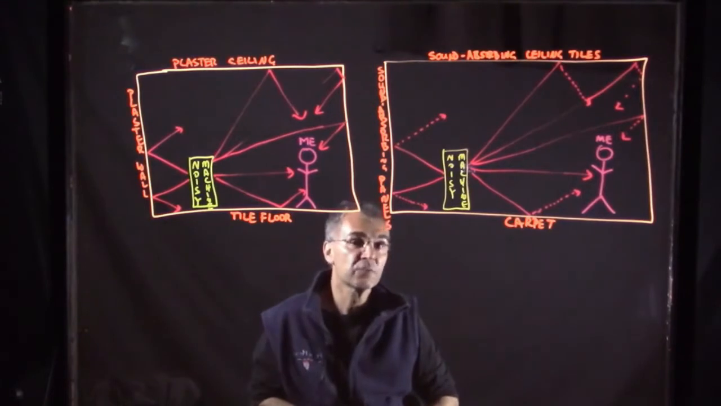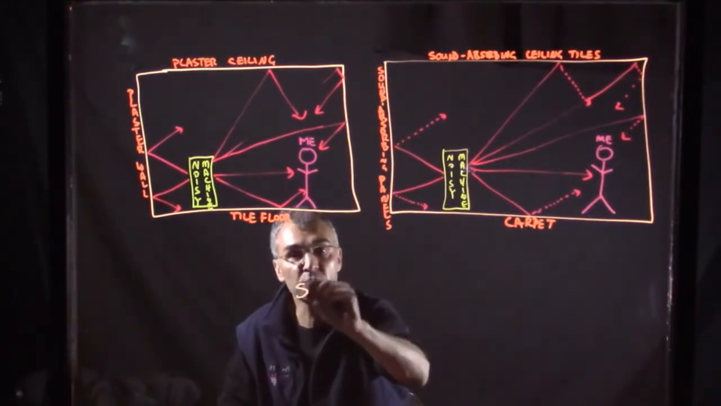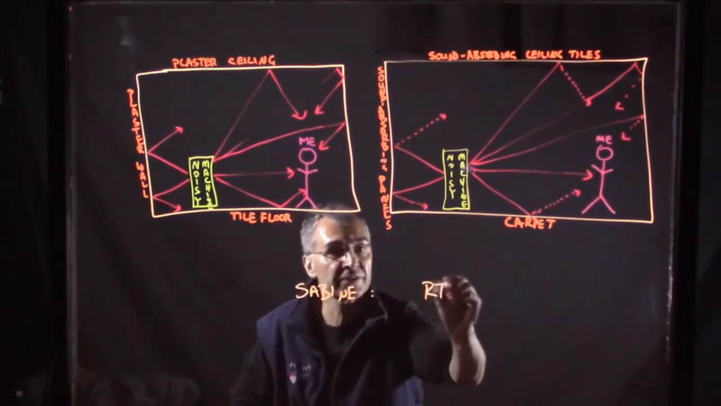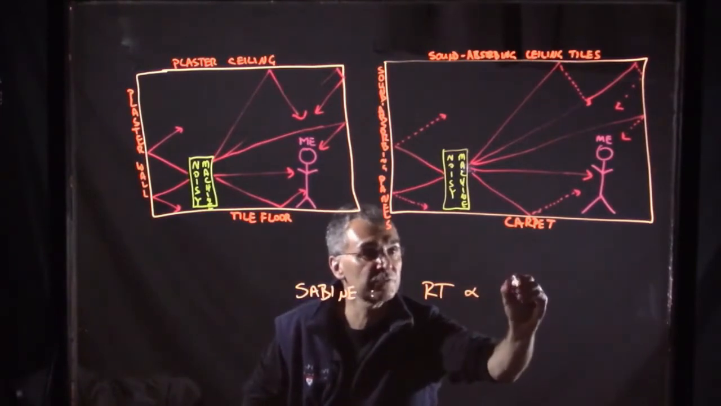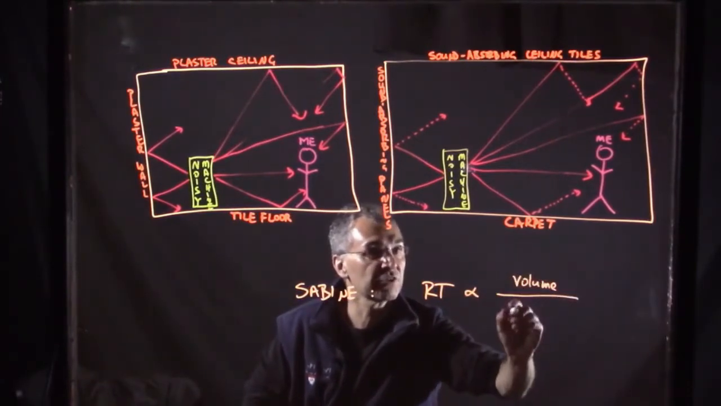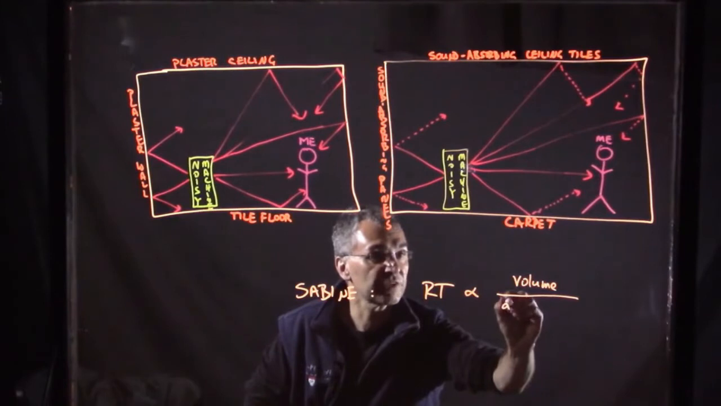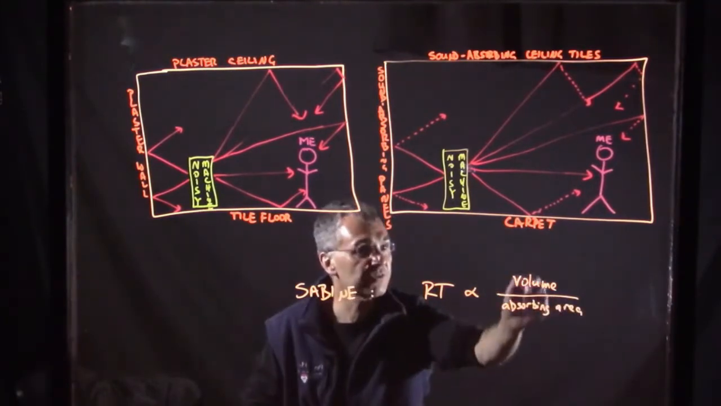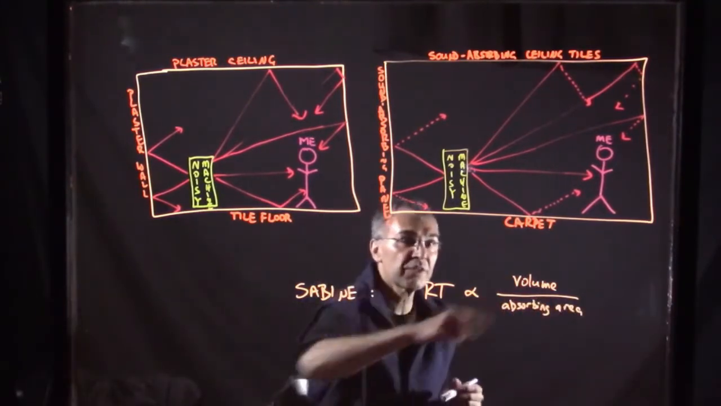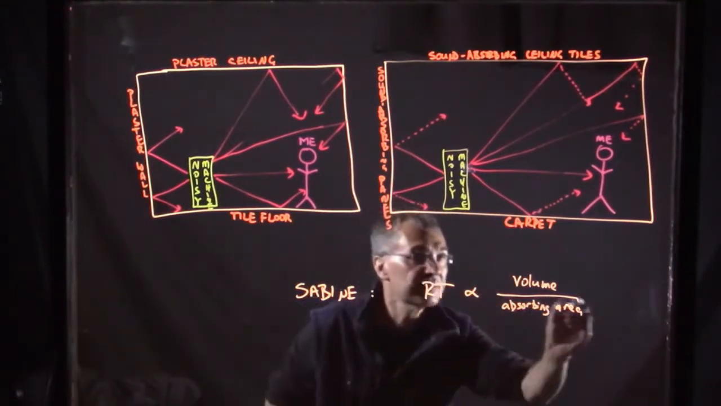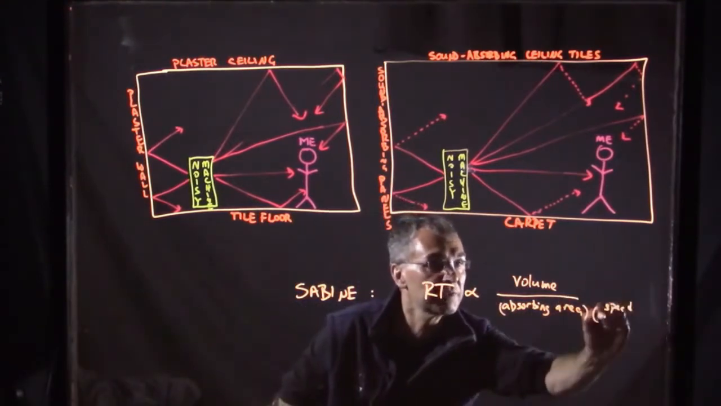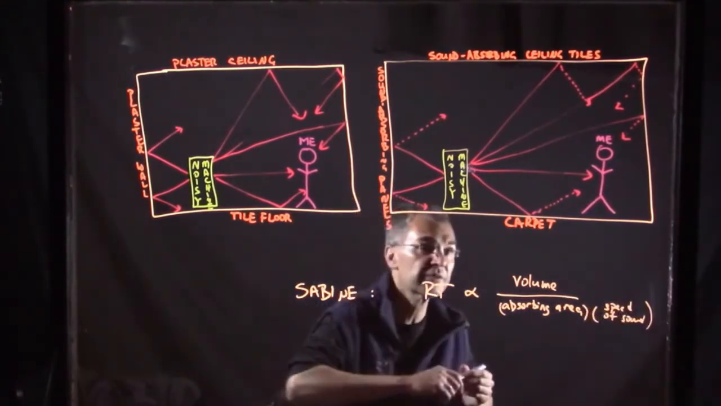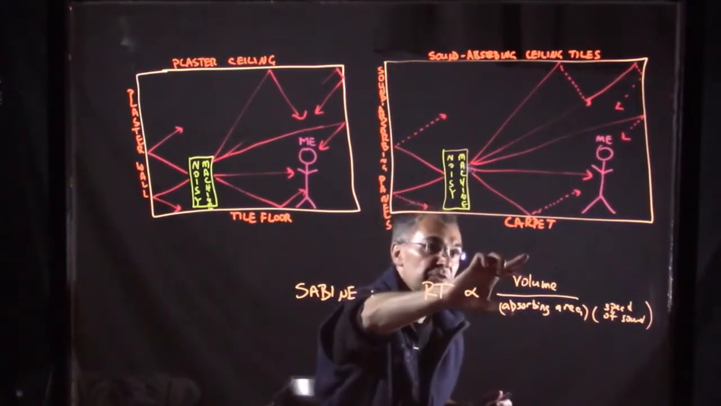We can get some idea again by going back to Sabine's formula, which said that the reverberation time is proportional to the room volume and inversely proportional to the absorbing surface area. So if this is like meters cubed divided by meters squared, then you say the reverberation time is proportional, and then downstairs there's also the speed of sound. So the speed of sound, the sound downstairs, converts meters into seconds.